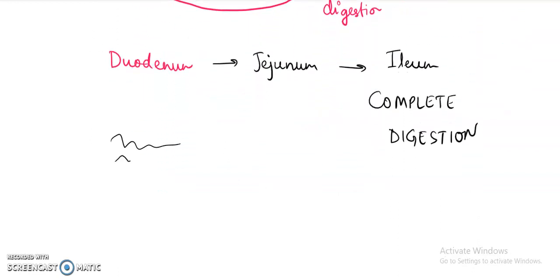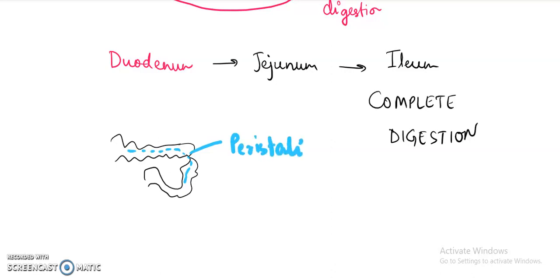Now, small intestine is a tube-like structure, right? It was seen in the image that it is a coiled tube, and food passes in this tube by peristalsis. So peristalsis is throughout the gut, throughout the alimentary canal, right?